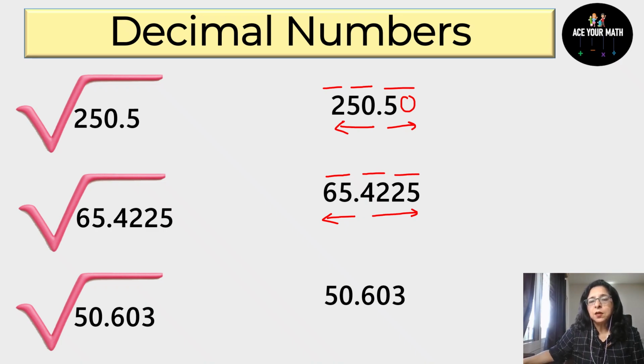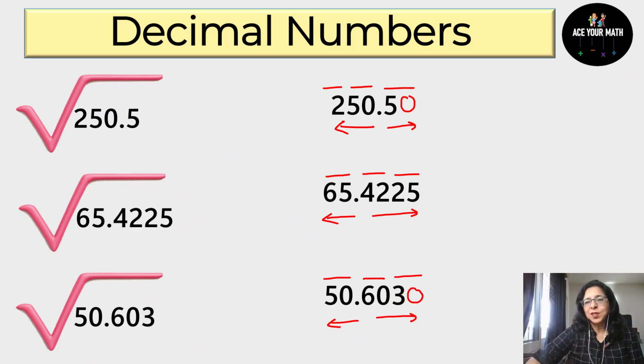Now the last one, 50.603. For the digits on the left side of decimal, you will start from 0. So 50 forms a group. And for the right hand side, you will start from 6. 60 forms a group. And since 3 is alone, you can add 0 there. So 30 forms another group. So this is how you do grouping when the number is in decimal. And by adding 0, it doesn't change the value. It helps in calculation.